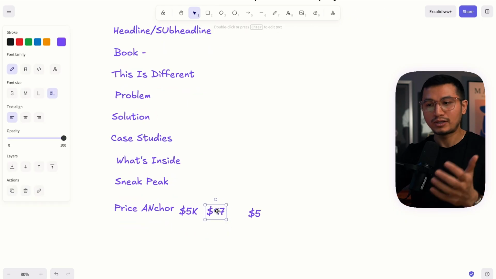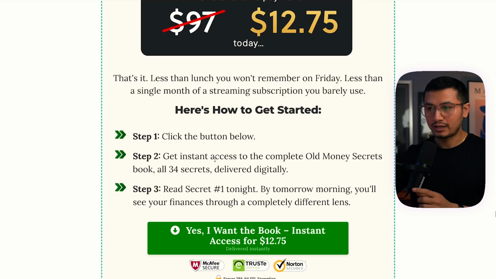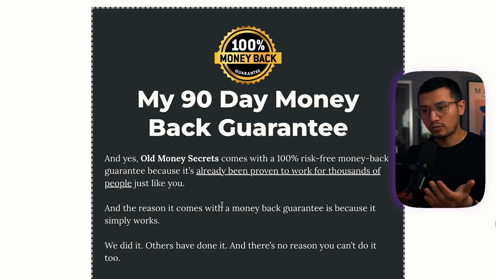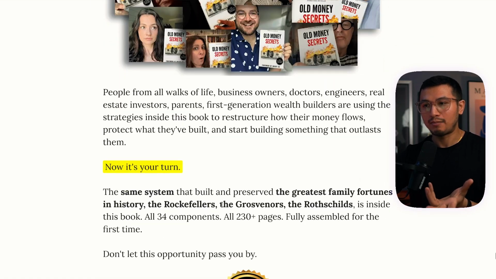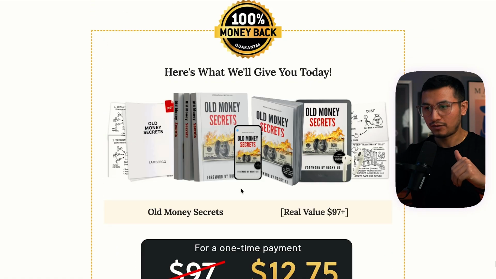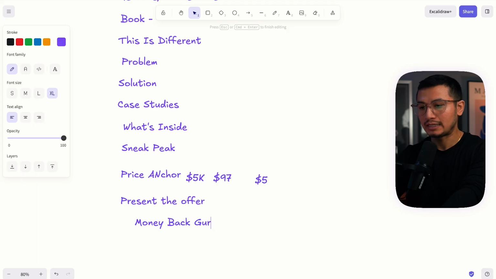And then we're gonna present the offer. After we have done that, then we're gonna present the offer. That's pretty much the most important thing. Sometimes we do money back guarantee, sometimes we don't, but most of the times we do have a money back guarantee. And then we present the offer once again, right? And then we have FAQ. So we present the offer. We may talk about money back guarantee. This will be the time to talk about it.